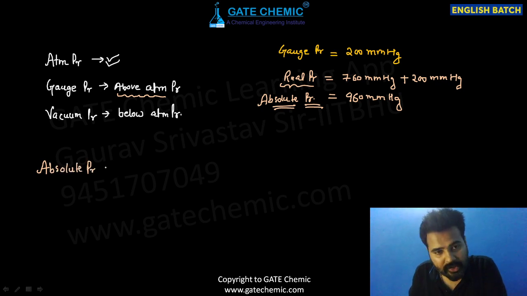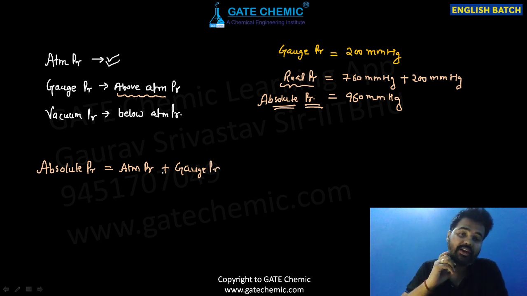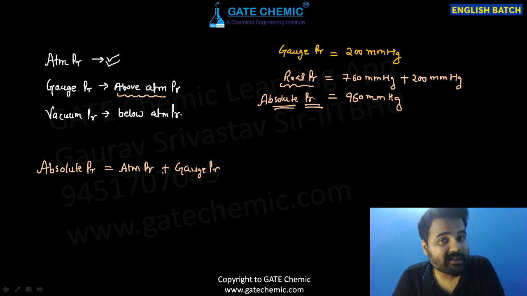See, absolute pressure equals what? 760 was atmospheric pressure, plus 200 mmHg, that was gauge pressure. So when you add atmospheric pressure to gauge pressure, it is converted into an absolute pressure value.